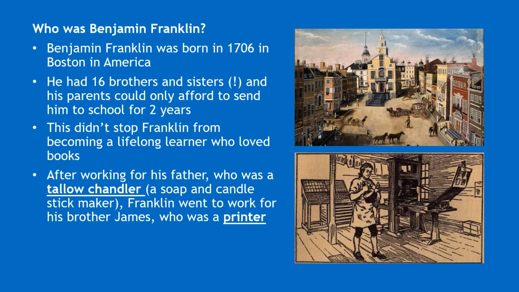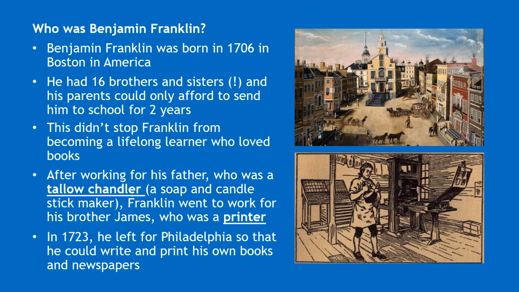But before long, he went on to work for his older brother James, who was a printer. At that time, you had to use a printing press to print newspapers and books, which is what you can see a young Ben Franklin doing in the picture on the bottom right. Ben was very good at printing, but he didn't always get along so well with his brother. In 1723, he left for Philadelphia so that he could write and print his own books and newspapers.